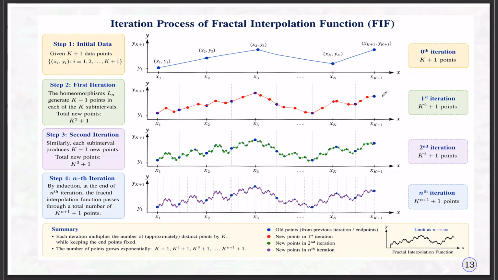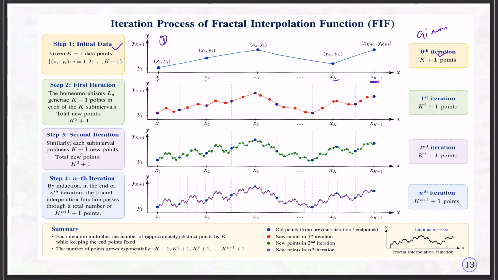Now see, we are starting from the data points x1, x2, x3, up to xk and x(k+1). That means k plus 1 points are given, so that is the zeroth iteration. Corresponding to the k plus 1 x values, we have the corresponding y values, which we denote here: x1 y1, x2 y2, x3 y3, up to yk associated with xk, and x(k+1) and y(k+1). These data points are given.